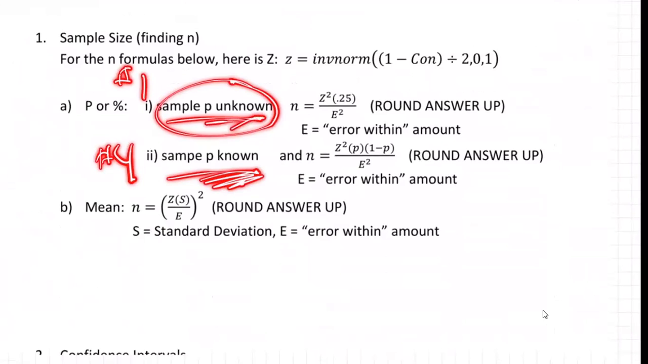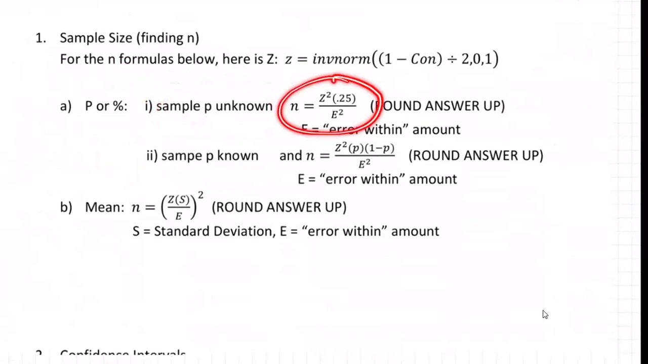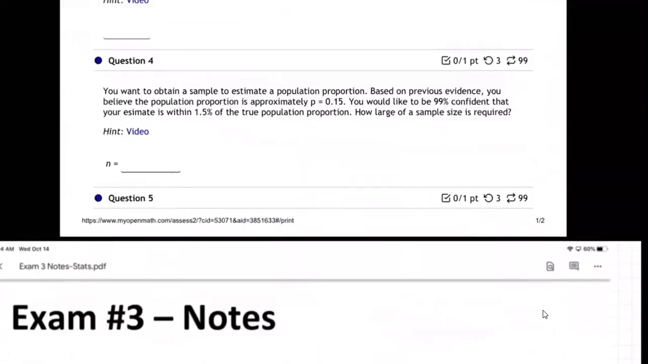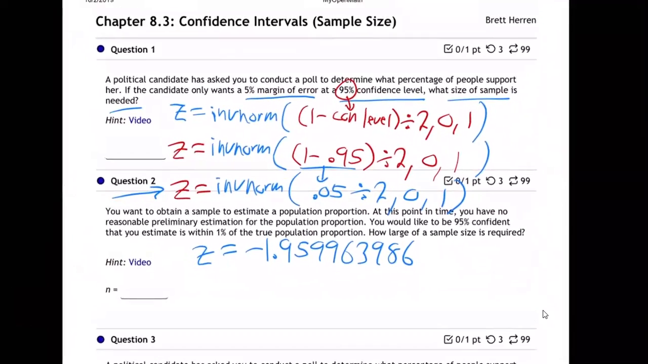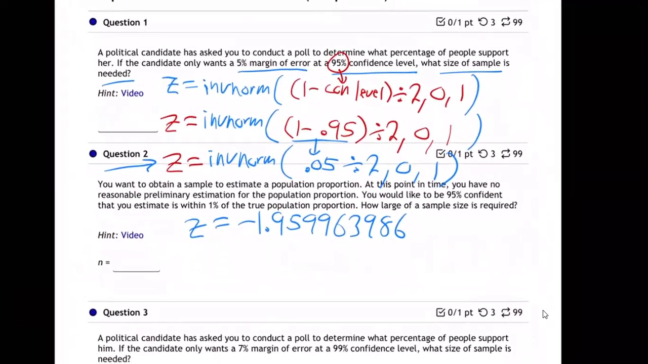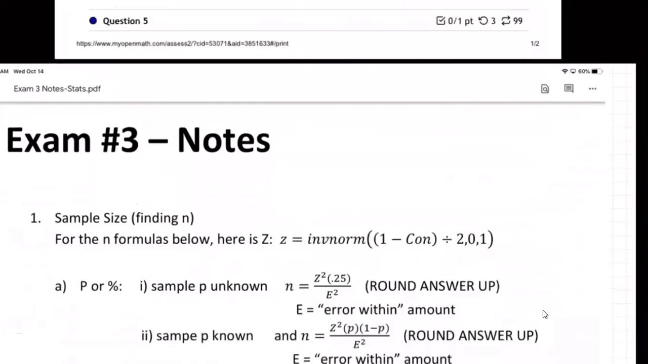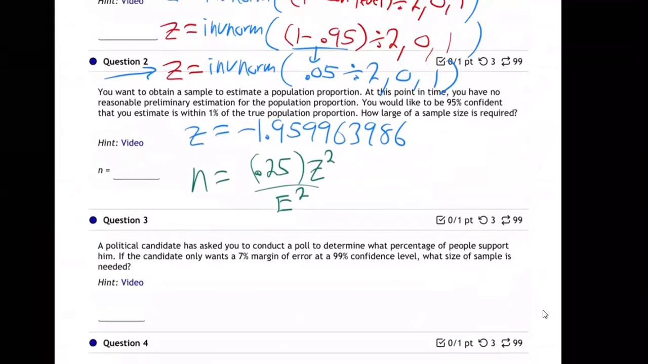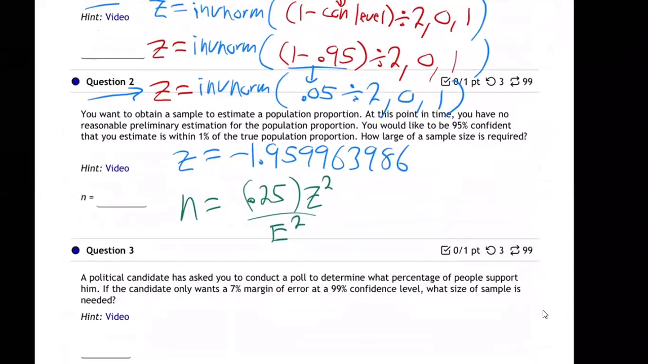So we're on unknown. So we're going to use this formula right here, z squared times 0.25 over e squared. So let me go back up and write that. So n is going to equal, what was it? I already forgot. 0.25, that's right, 0.25 times z squared over e squared, right? Did I get that right? Z squared, 0.25, yeah, whatever order. I guess they put the z in the front. It doesn't really matter.